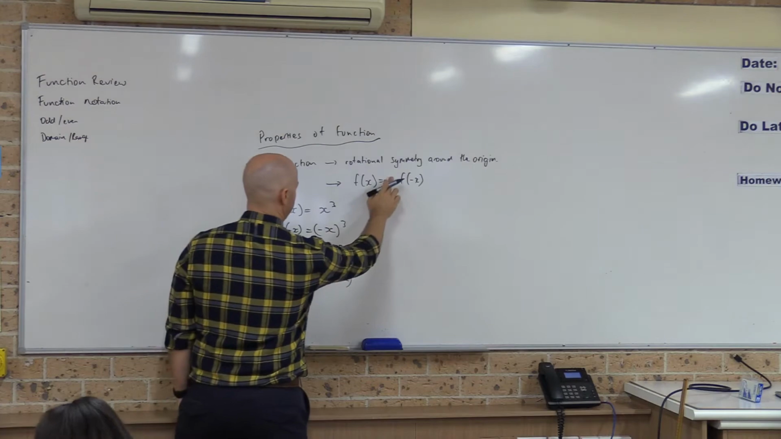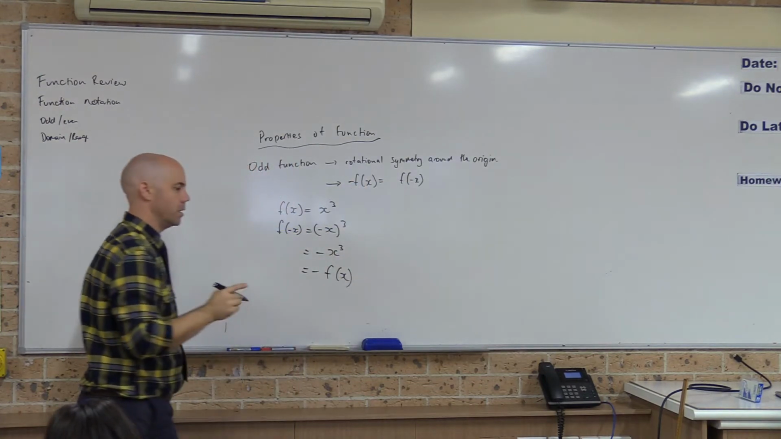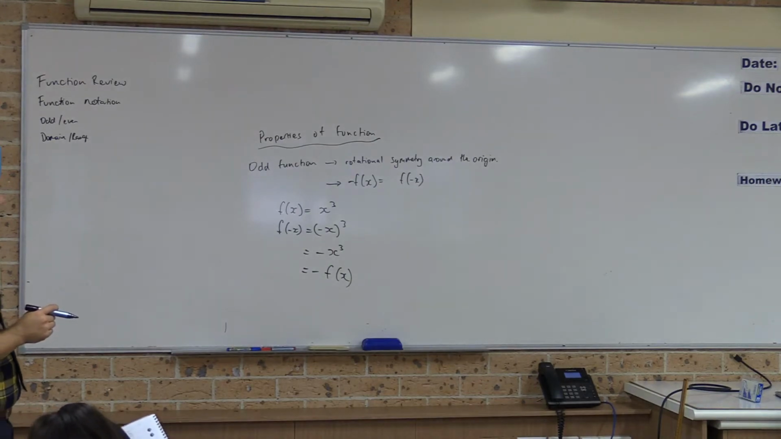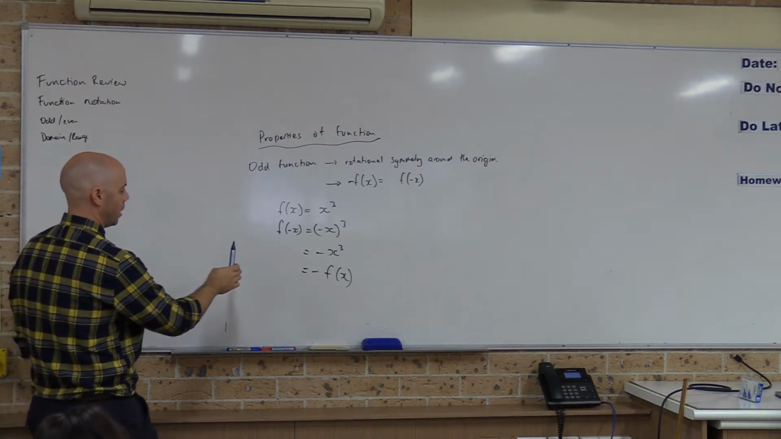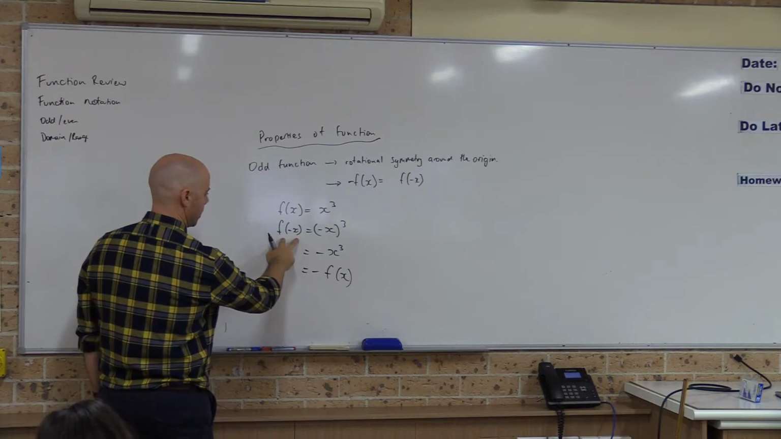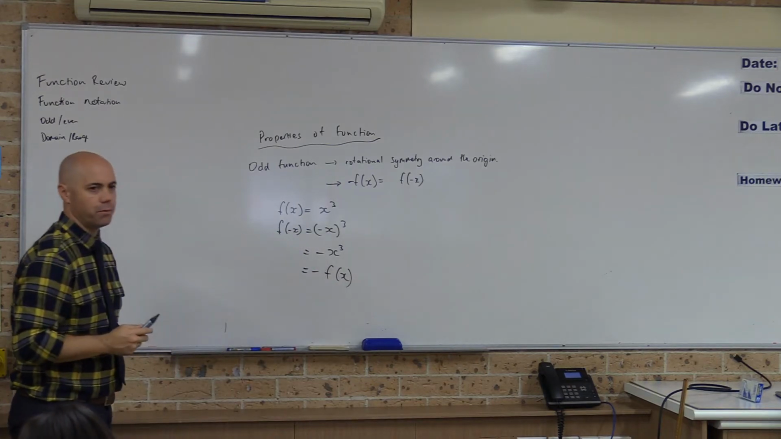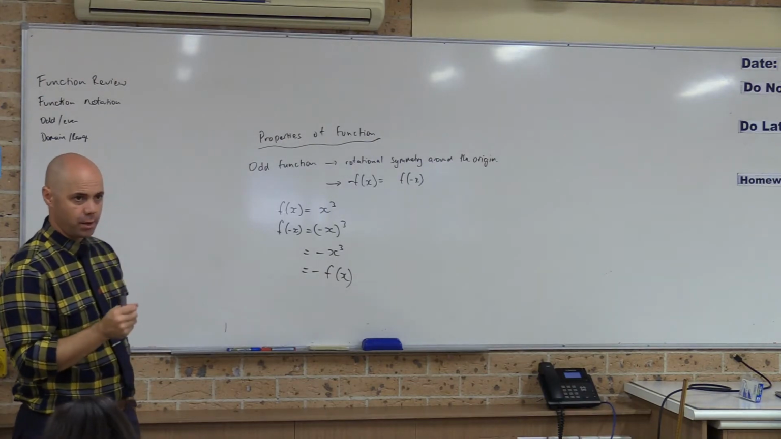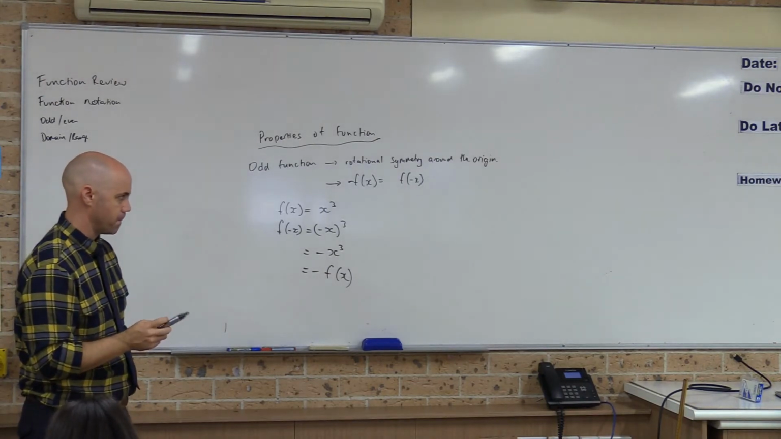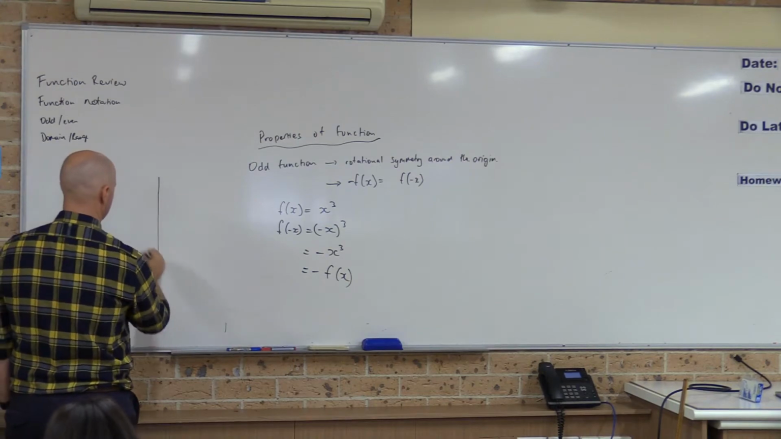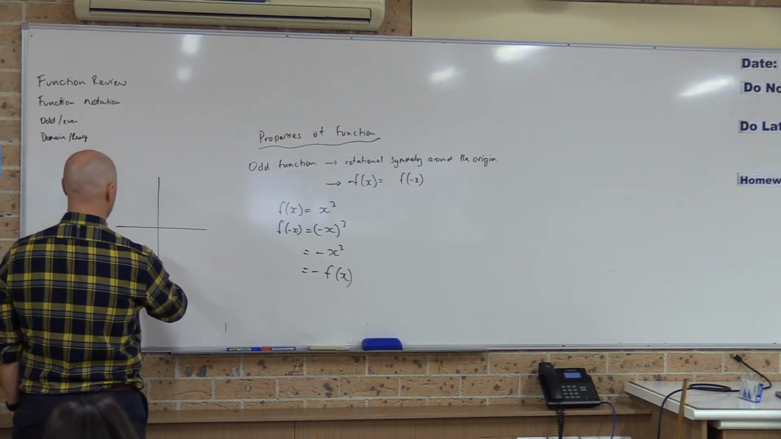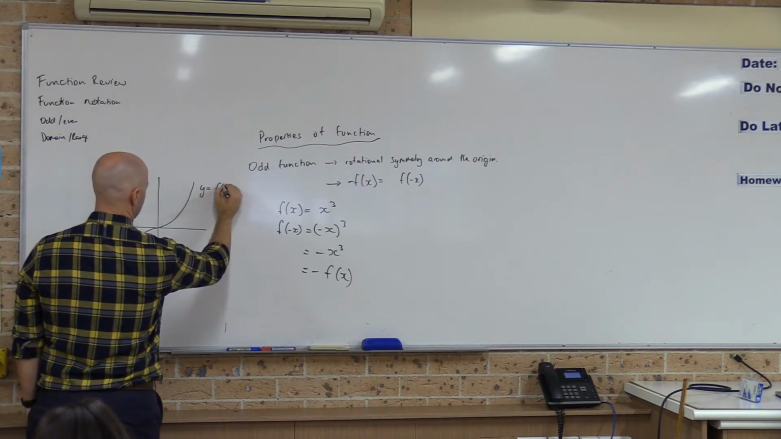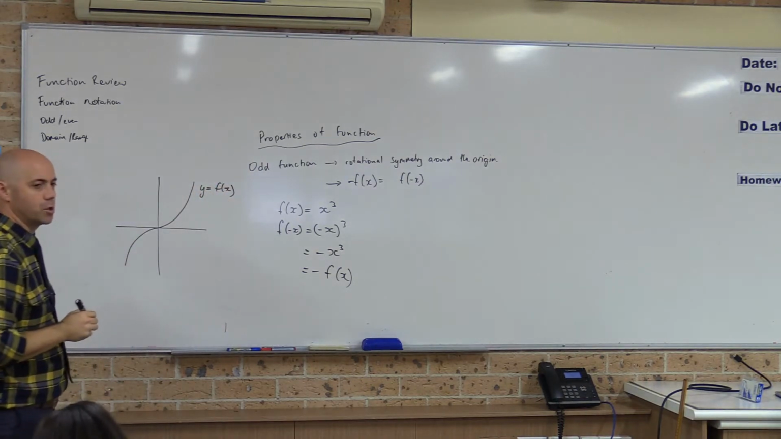I should put this the other way around. It's a bit easier to recognise. Like that. F of negative x came out to be negative of the function. That is what the definition of an odd function is. To draw that, that's what x cubed looks like.